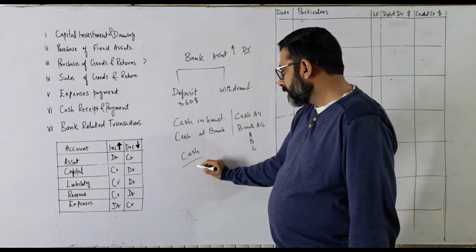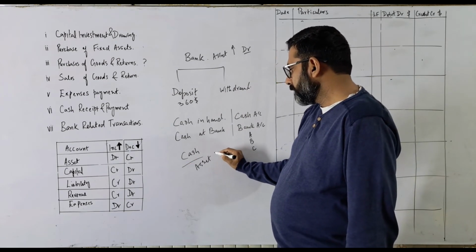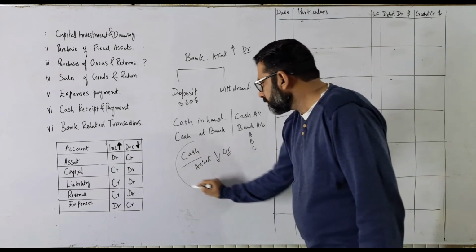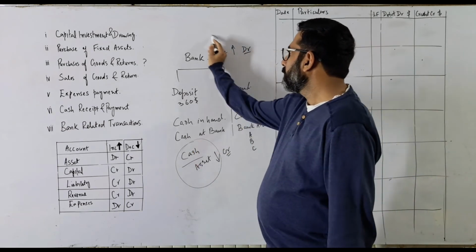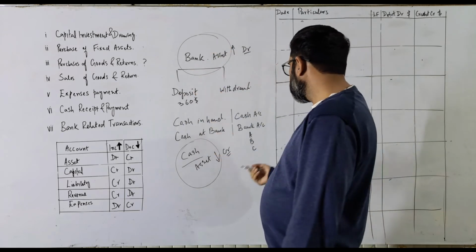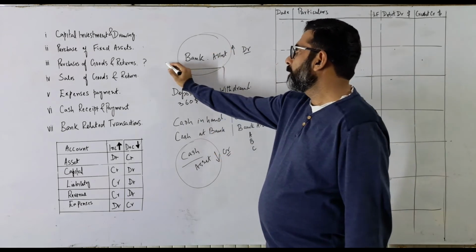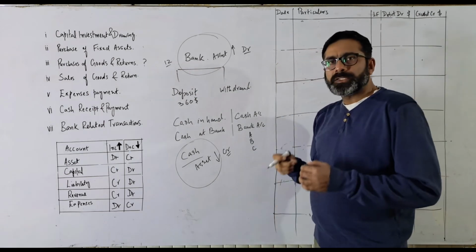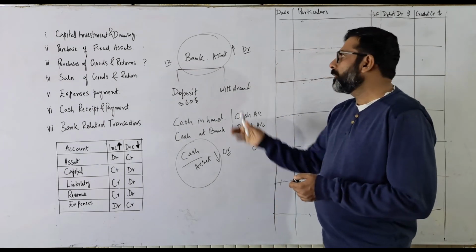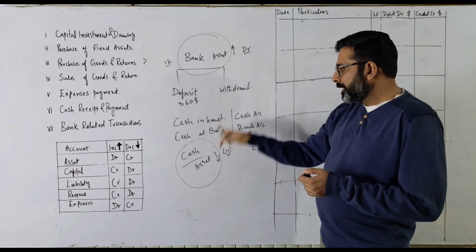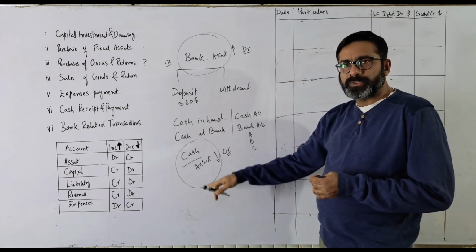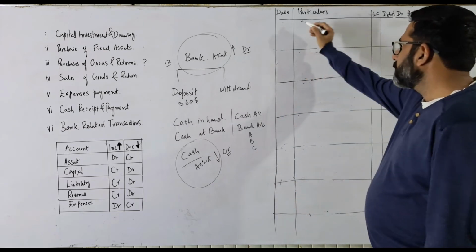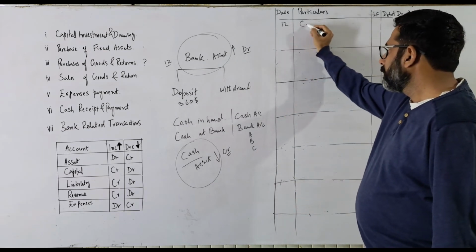Now, the cash is also an asset and it is decreasing, so it will be credit. So, one effect is on the cash, and the other effect is on the bank. So, we can say this is transaction number 12, that they have deposited the money into the bank account. So, the bank account will be debit and the cash in hand is reducing, so that will be credit.